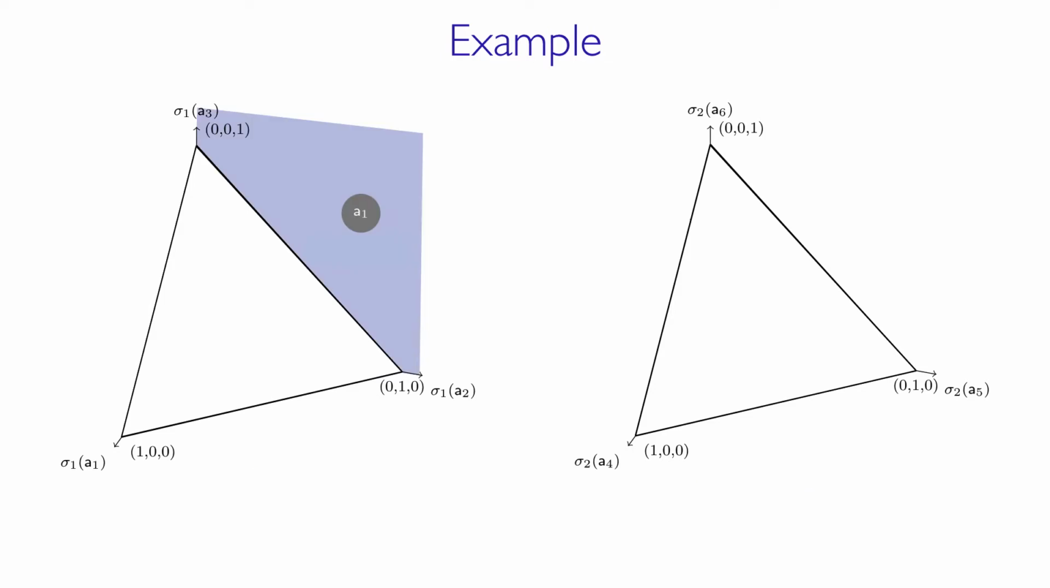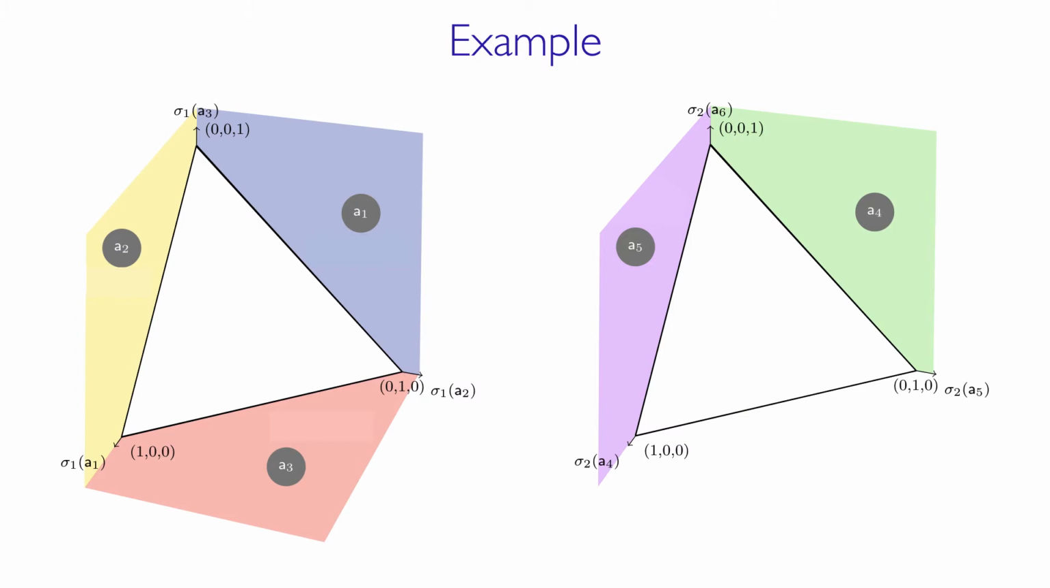Consider initially the simplex of player 1. All the solutions in which the strategy of player 1 is on the blue plane have label A1. Similarly, here all the solutions in the yellow plane have the label A2. Here label A3. Consider the simplex of player 2. Here all the strategies of player 2 that are on the green plane have label A4. Here A5 and here A6.